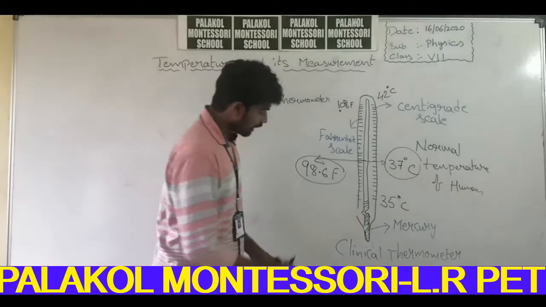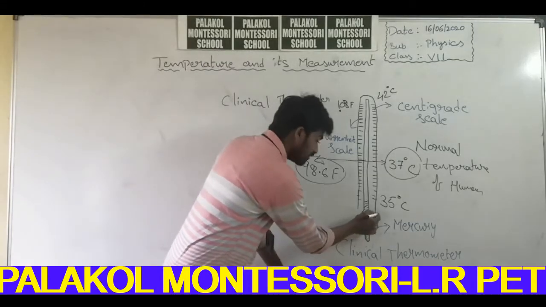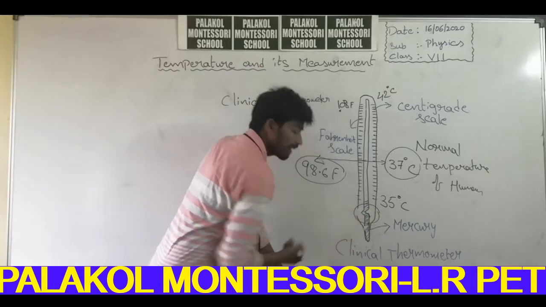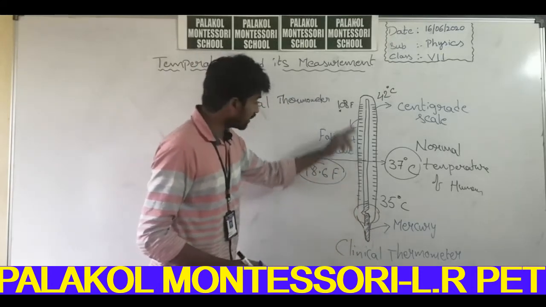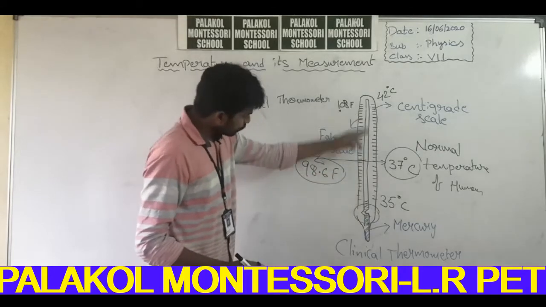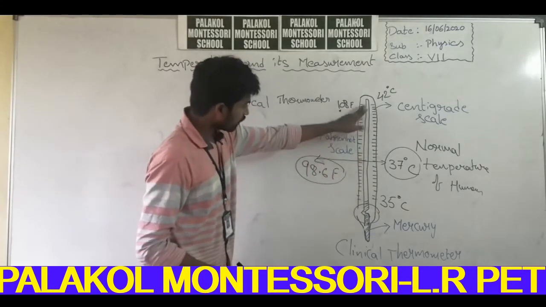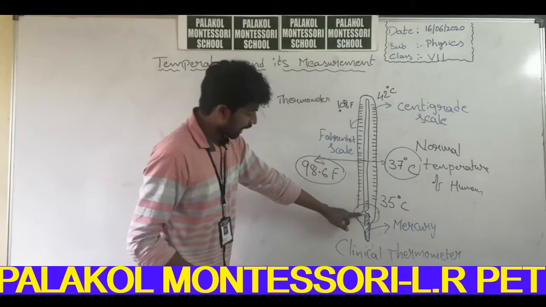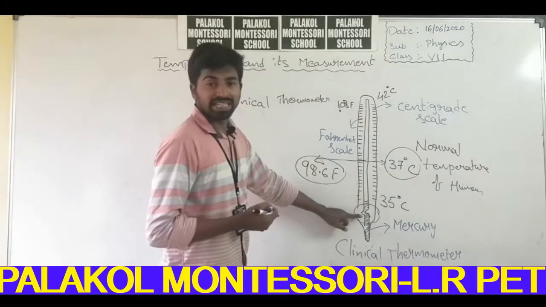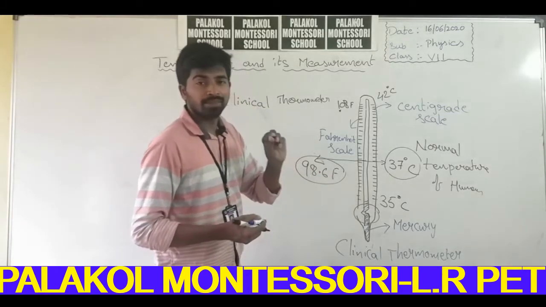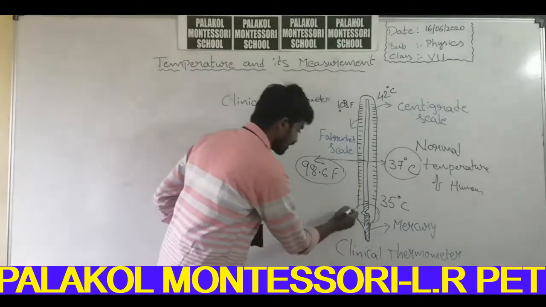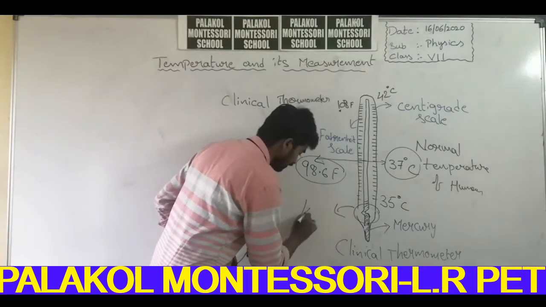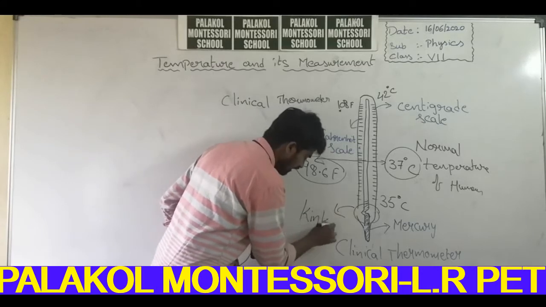Near the bulb, you can observe a constriction. Constriction means a curved-like structure. It is not straight. It is straight up to here, and here you can observe a curve, a constriction. Some curved-like structure will be observed here. We will call that curved-like structure a kink.